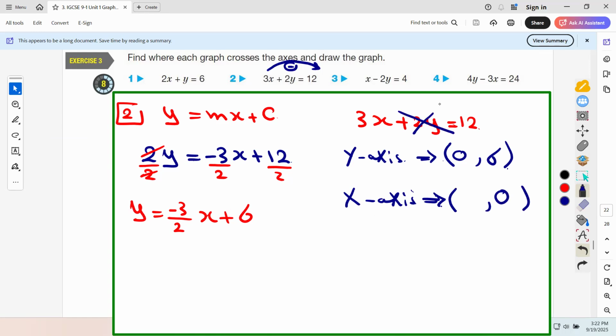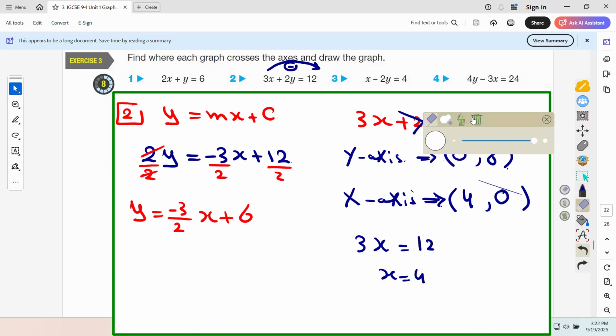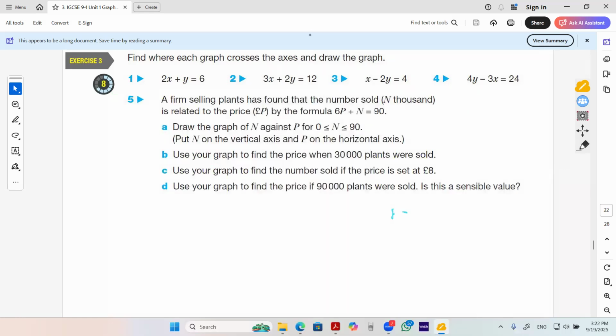The y is 0. Remove the term of y from the equation. So 3x equals 12, so the x is 4. Very good. So you have 2 points, 0 and 6, and 4 and 0. You can draw the line or graph the line which represents this equation. Okay. Excellent, Farida. You have 1 minute. Take a break, and we will join again in the same link. Okay.